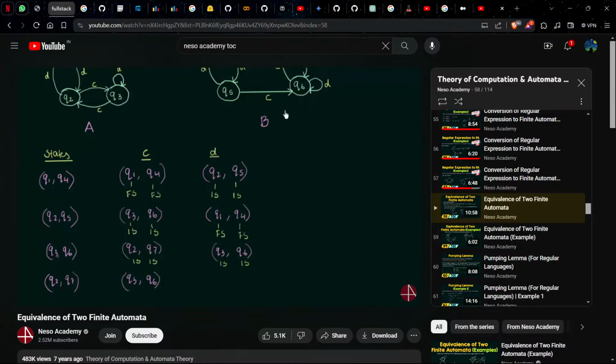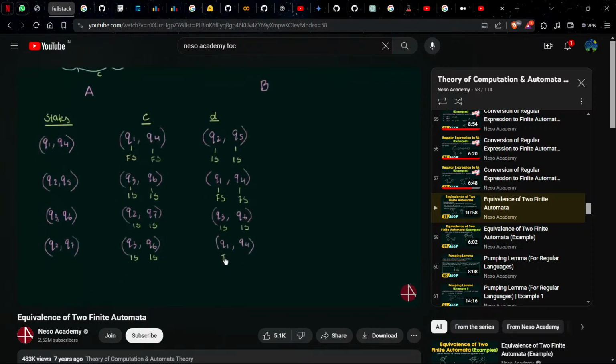And if you see, Q3 is an intermediate state, and Q6 also is an intermediate state. And then on input D, where do they go? They go to Q1, Q4. And Q1 and Q4, if you check in our diagram, are both final states. So these two are also final states.